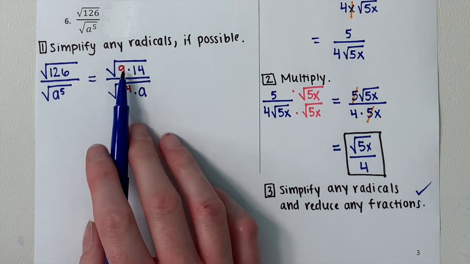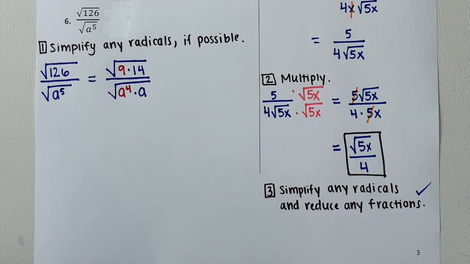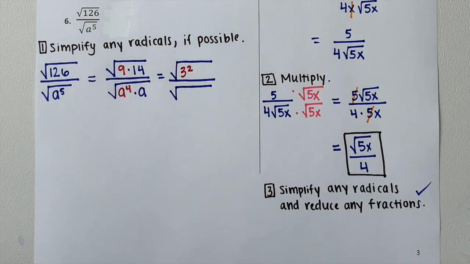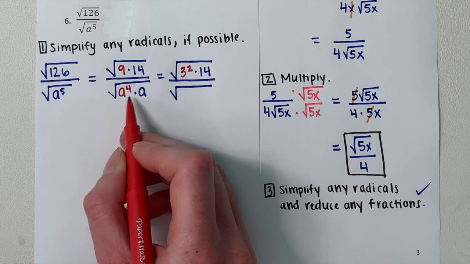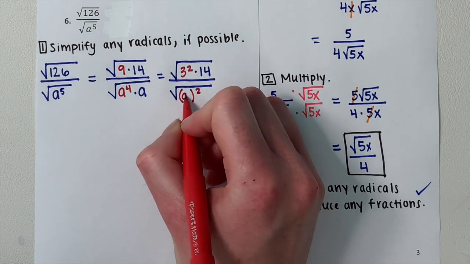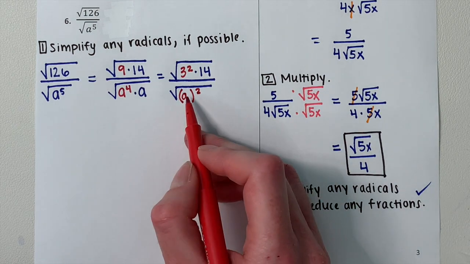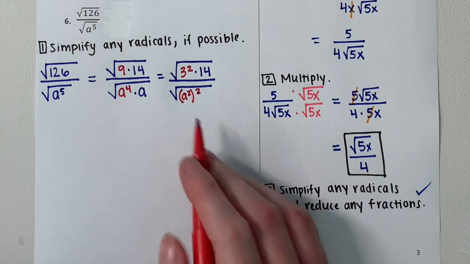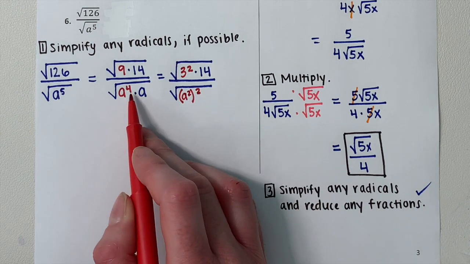Now, we need to write these perfect squares as some quantity squared. The perfect square 9 can be written as 3 squared. And let's write this perfect square a to the 4th as some quantity squared. Let's see. Remember, our rules of exponents tell us that when we raise an exponent to an exponent, we multiply. So we must put a 2 here because 2 times 2 gives us 4.